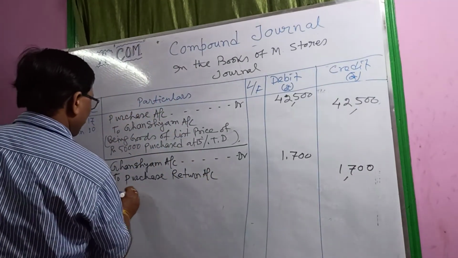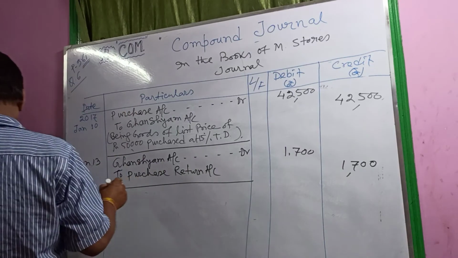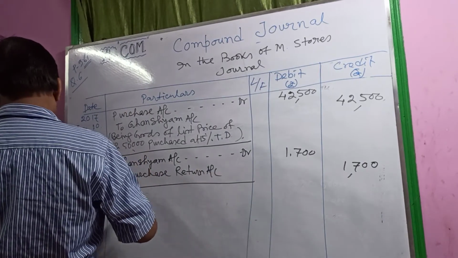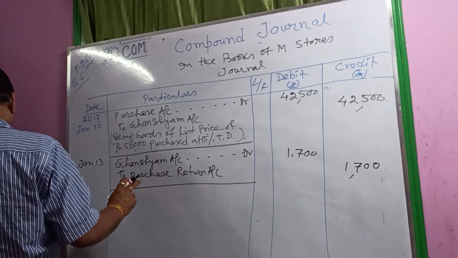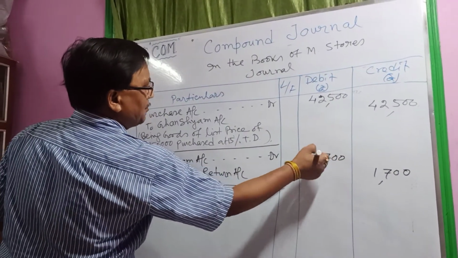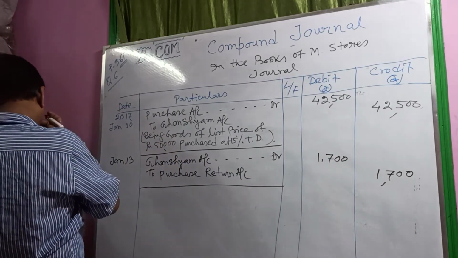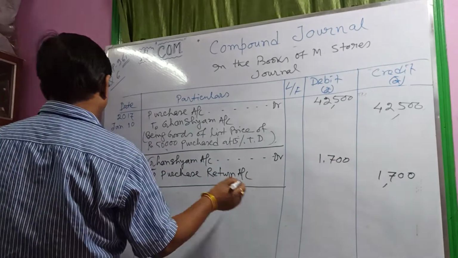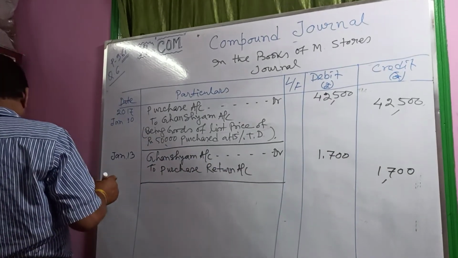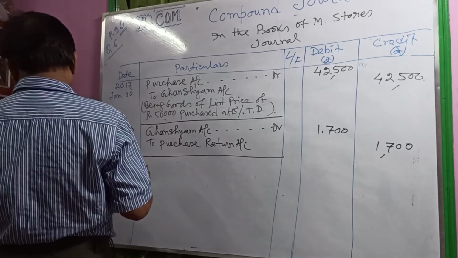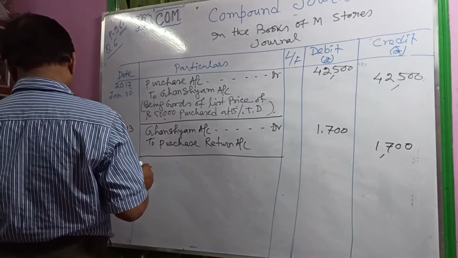You write the narration. Okay. Now what is the narration? Then you write: being goods list price 2,000 returned to Ghanshyam, actual price 2,000 less 15% trade discount, that is 300. After deducting this, that is 1,700. Okay. Now third journal entry: paid cash to Ghanshyam 40,000 in full settlement of his account.